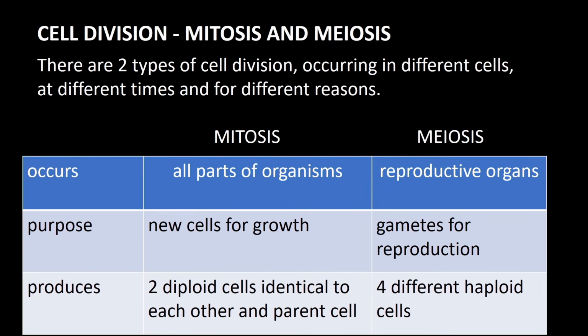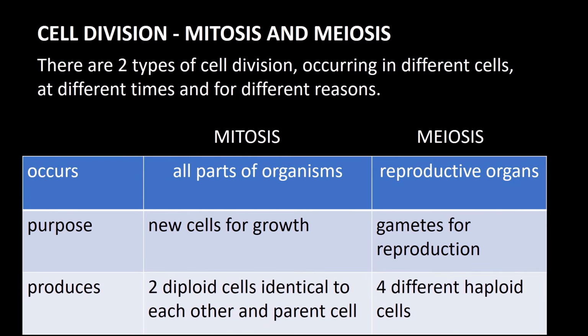What we're going to look at next is we're going to have a look at cell division. Now, you did the type of cell division called mitosis in previous years, and then this year you have done meiosis. But I'm going to put the 2 of them together so you can see the similarities and the differences between them. So, let's have a look. There are 2 types of cell division, and they occur in different cells at different times and for different reasons. And this is quite important to understanding the 2 different types.